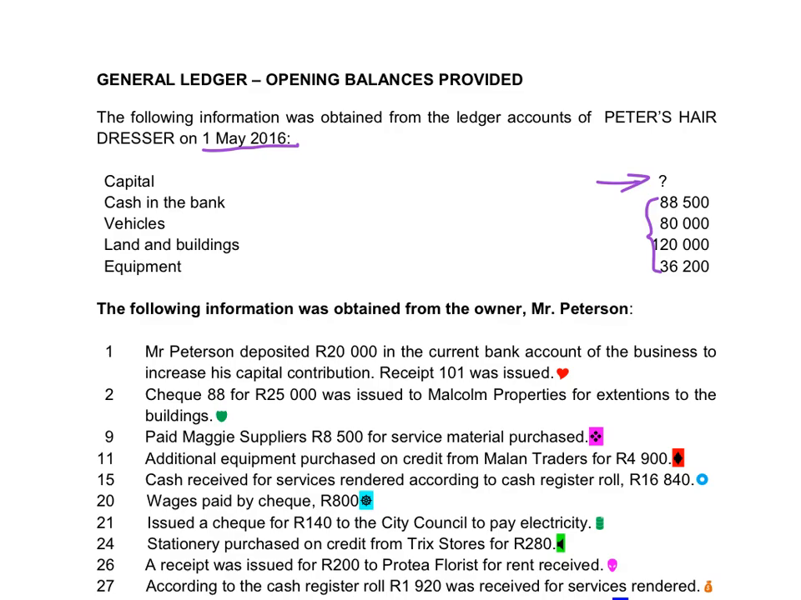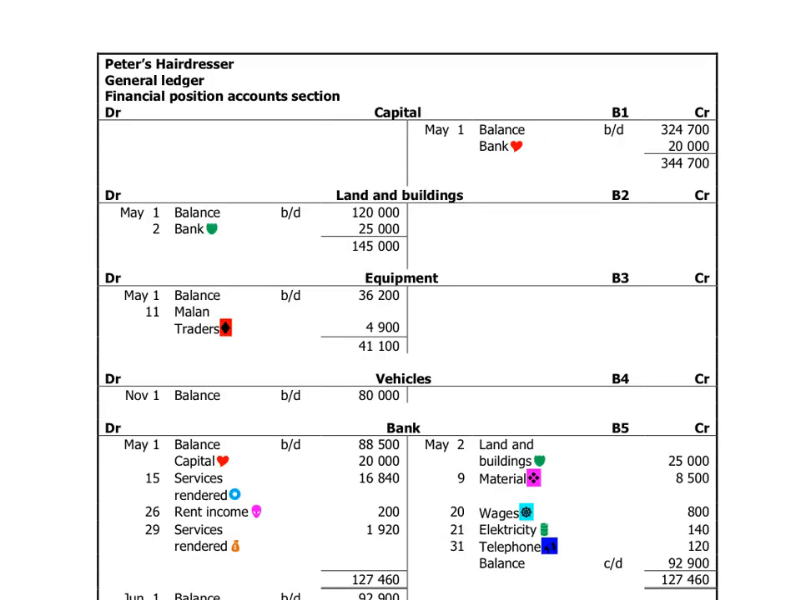Mr. Peterson deposited 20,000 Rand in the current account of the business to increase his capital contribution. Okay, so first of all, the business receives money, so the one double entry will be in the bank account. Why do they receive the money? To increase capital, so the double entry will be in the capital account. The balances that were provided will be entered in the ledger accounts at the beginning of the month, and then we will start recording the other entries.